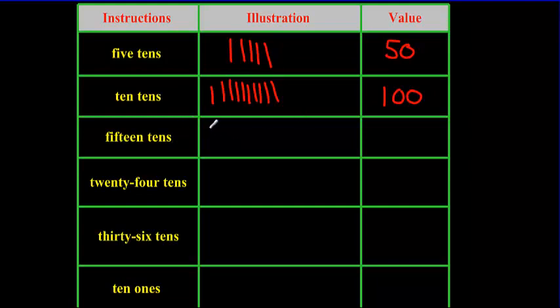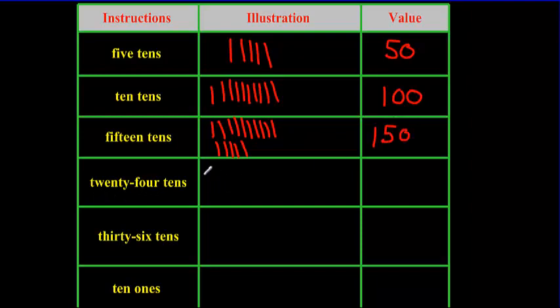The value of 15 tens is going to be, well, let's illustrate it first before we do the value. 1, 2, 3, 4, 5, 6, 7, 8, 9, 10. Start a new row. 11, 12, 13, 14, 15. I hope you started a new row. If you did, way to go. If you didn't, just remember next time. And the value of 15 tens is 150.